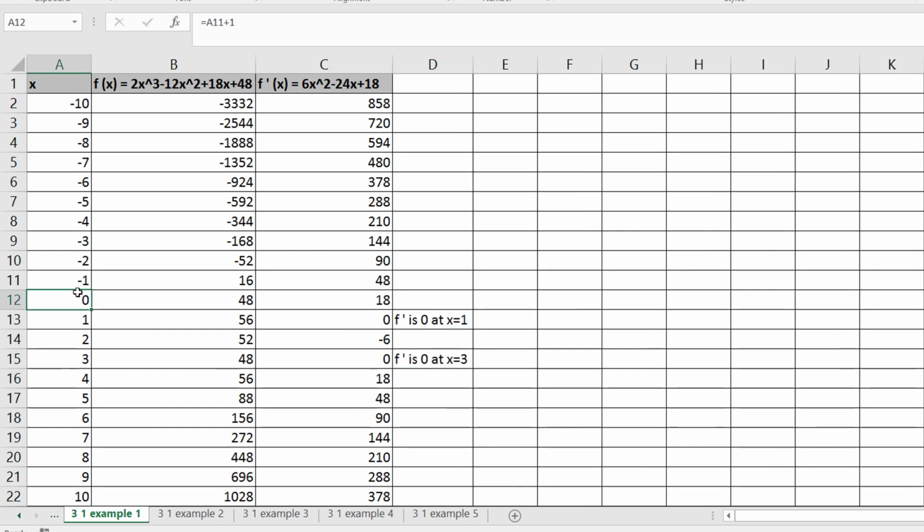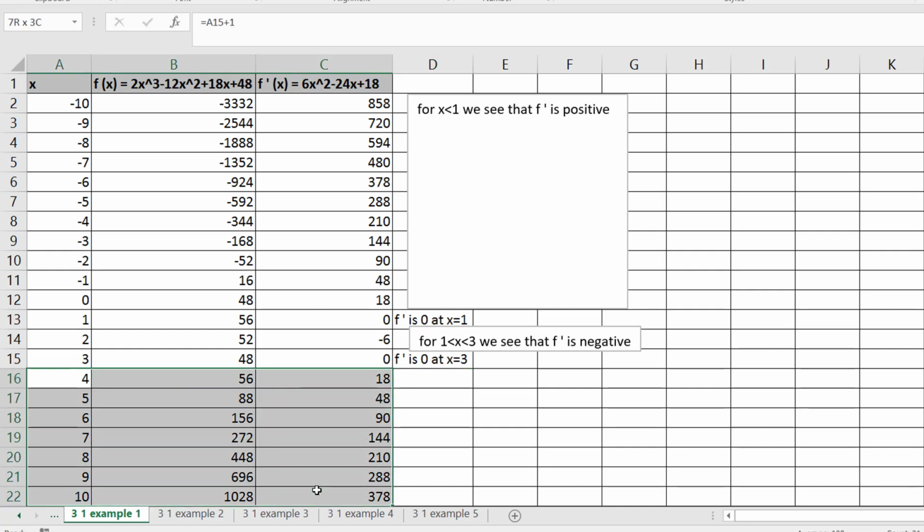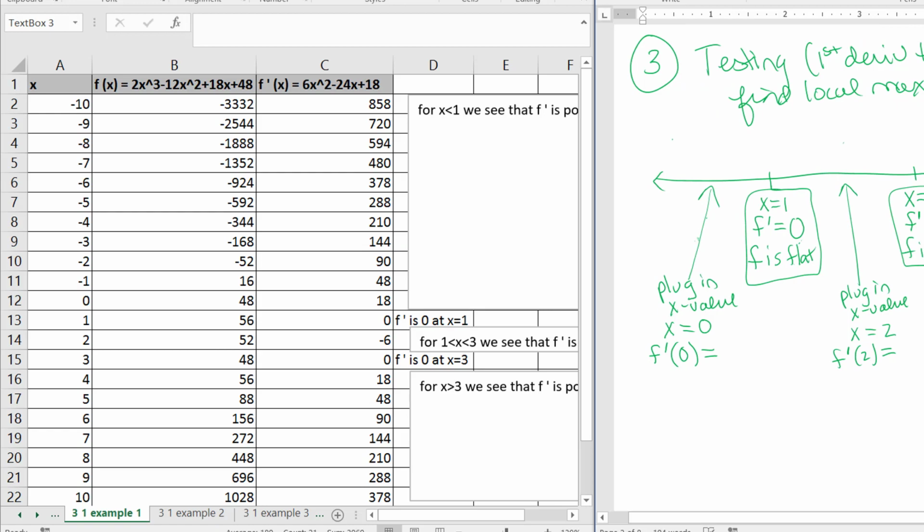And now notice x values below x equals 1, f prime is positive. Then, right at x equals 1, f prime is 0. Then, right in between x equals 1 and x equals 3, f prime is negative. And then, to the right of x equals 3, so higher than x equals 3, we see again f prime is positive. Okay, so coming back to my work over here, showing my work and my reasoning and my conclusion.